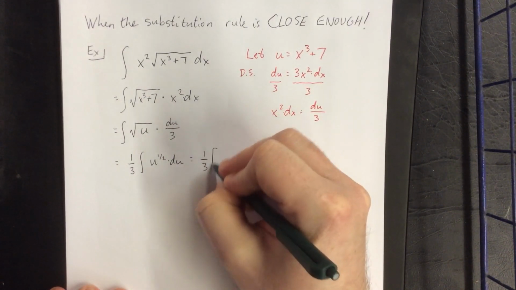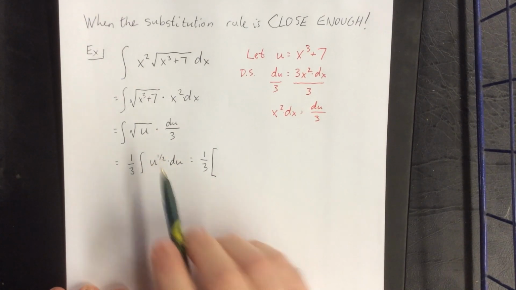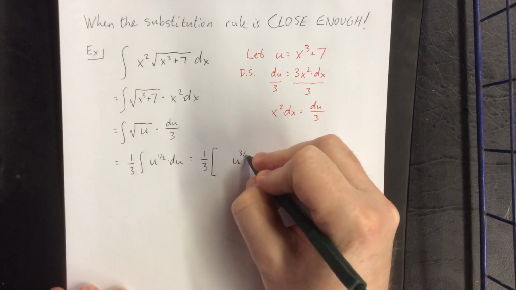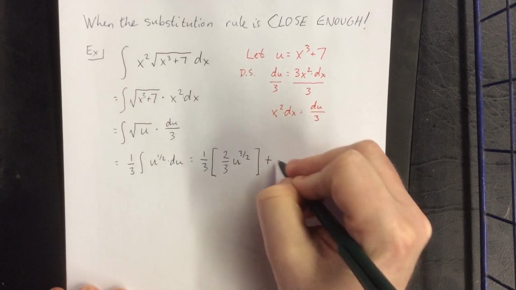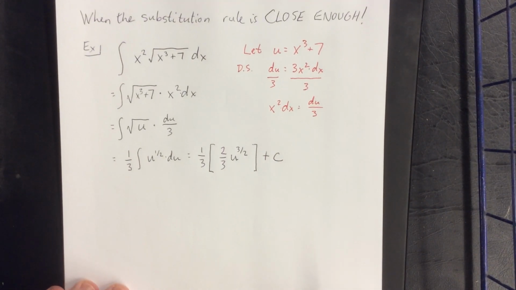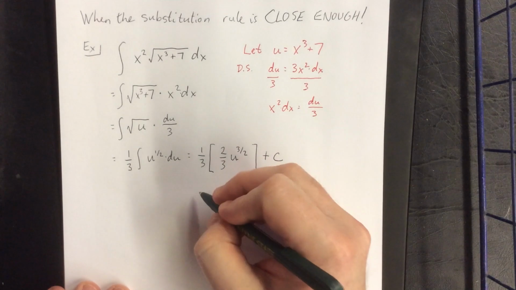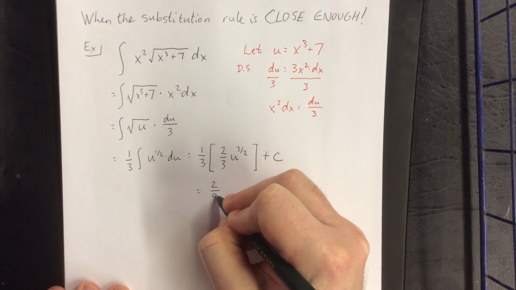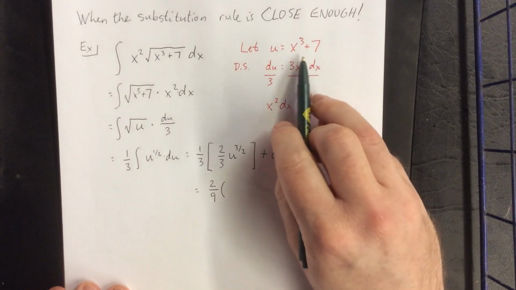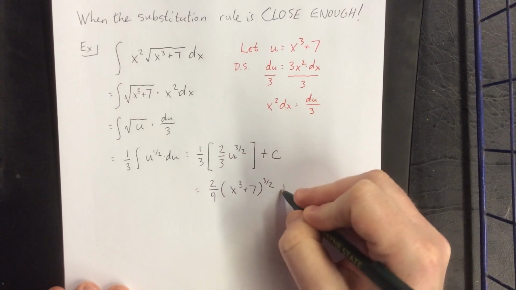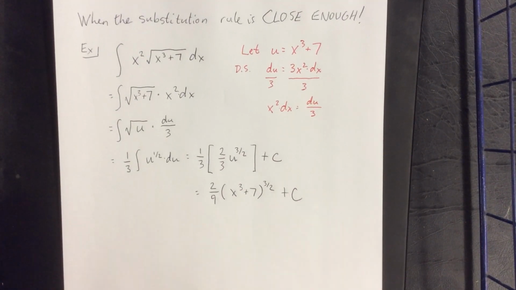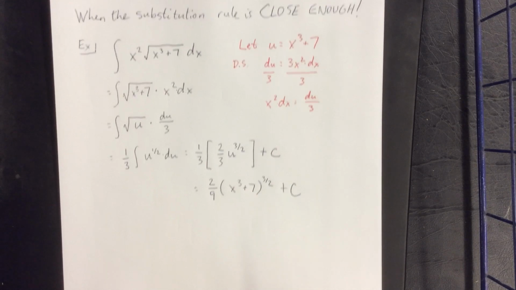The 1/3 sticks around. The 1/2 power on u will get bumped up to 3/2, and then we divide by the new power. We'll also include a plus c on our result, since our integration is done. Now we can take the 1/3 times 2/3 and express that as 2/9. For the u to the 3/2 power, we'll substitute back. We'll refer to that as x cubed plus 7 raised to the 3/2 power, plus c. So again, I refer to this situation as close enough when we can get the variables to work out, but not necessarily the constants. Let's take a look at another example.